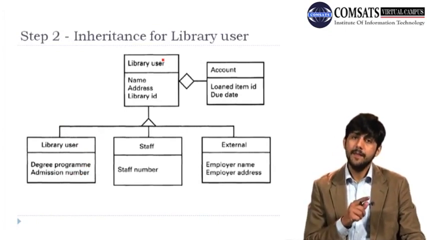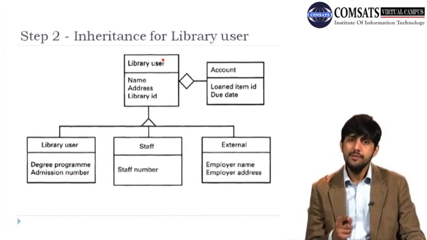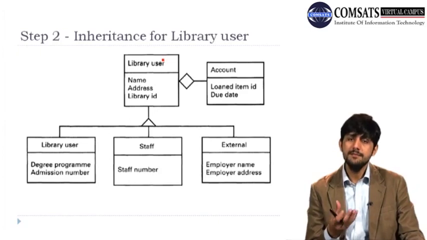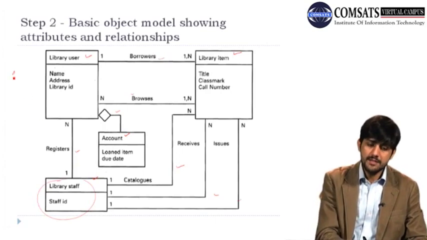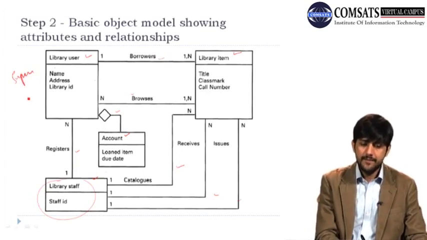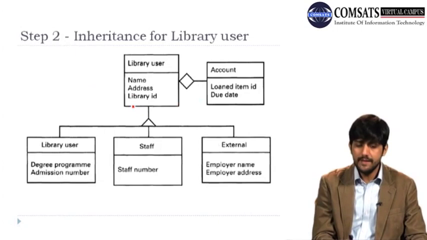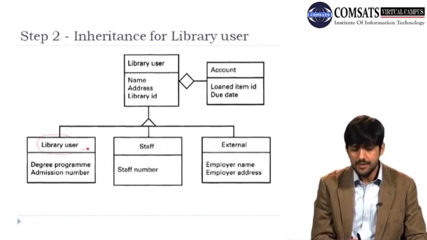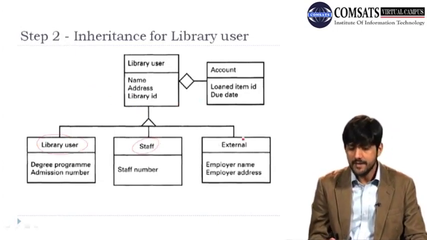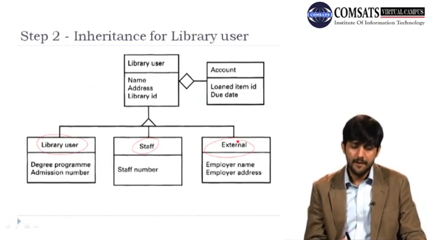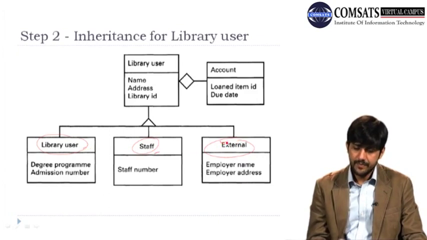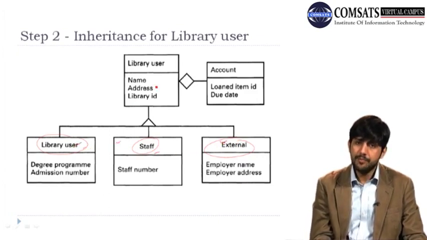And as I said, depending on the problem description, we knew that some classes might be inherited from our superclass, which is this library user. So this is our superclass, and this will act as a parent to all these classes. So library user, staff, and external are specialized forms of this parent class, library user. All these three classes inherit all the properties and operations of this class.